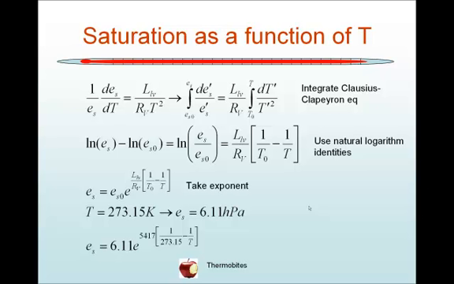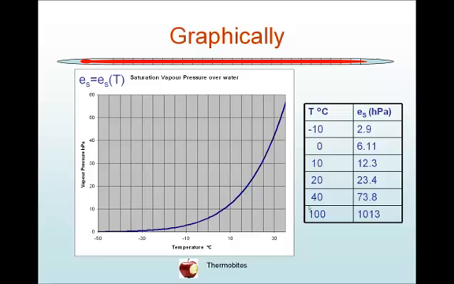So as the temperature increases, we can see that the saturation vapor pressure will also increase. And that's shown in this plot here. So at 0 degrees, the saturation vapor pressure is 6.11 hectopascals, and at 100 degrees Celsius, the saturation vapor pressure is 1013 hectopascals, which is approximately equal to the normal atmospheric pressure, which is why water boils at 100 degrees Celsius.